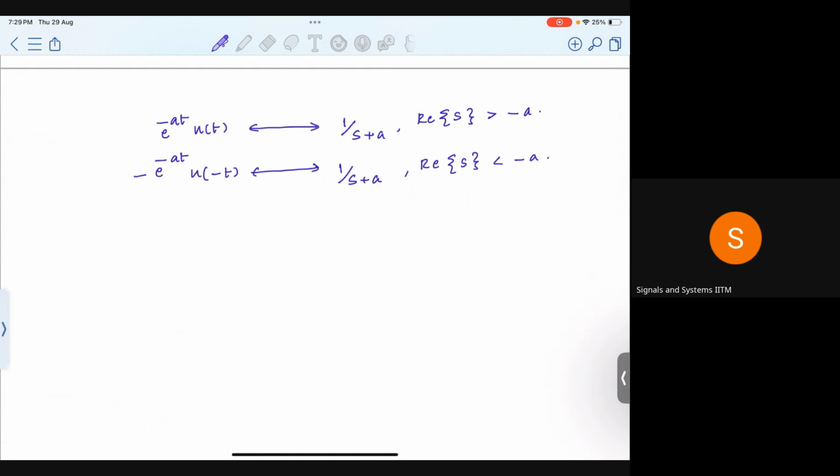Ma'am, I am getting the answer as 24 e power minus t u of t. The answer is given as 12 e power minus t u of t. Okay, let's do that.